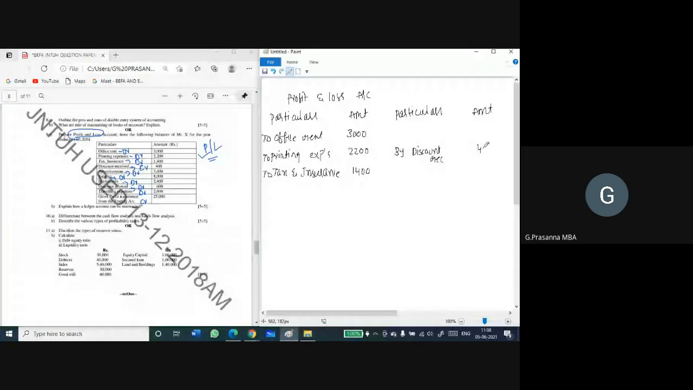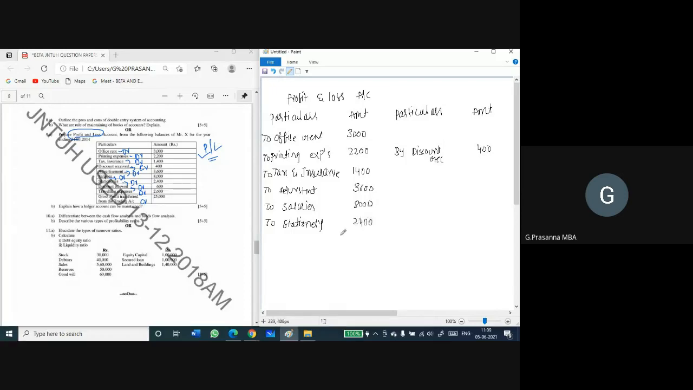400. Next, advertisement. It is an expenditure, to advertisement. What is the amount of advertisement here? 3,600. Next, salaries, expenditure, to salaries. What is the amount of salaries here? 8,000. Stationery is an expenditure, to stationery. What is the amount of stationery here?